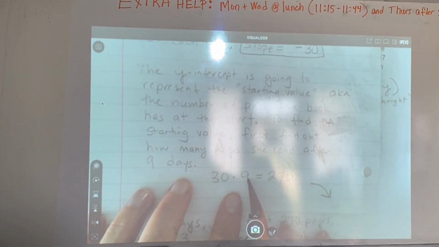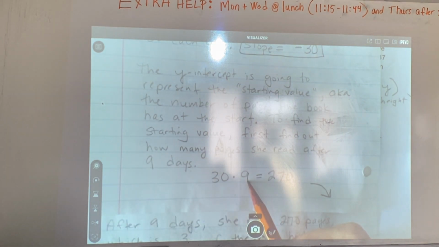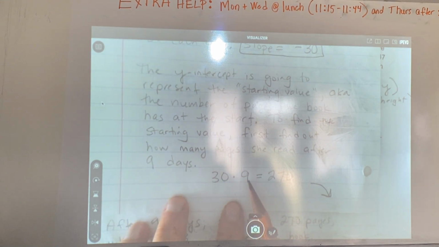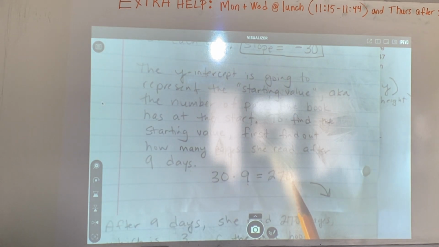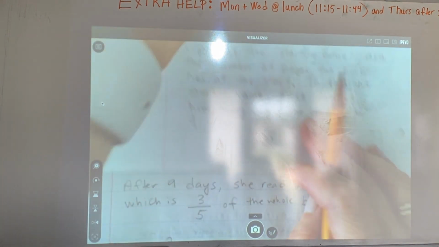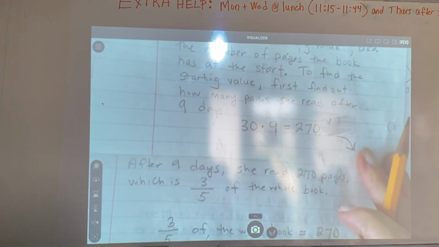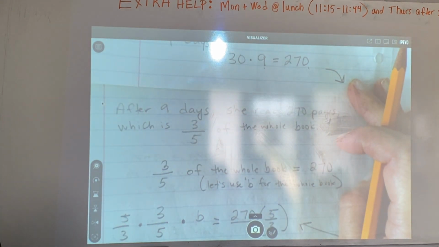So, it says after that she read for 9 days, right? How many pages did she read per day? 30. So, 30 times 9. 30 pages times 9 days is 270. But that's not the total pages, right? So, there's another part. Sorry, this question is really, really tricky. After 9 days, she reads 270 pages.